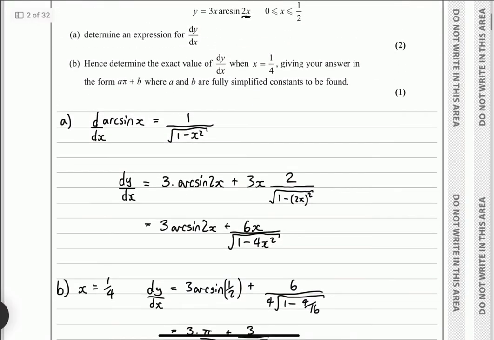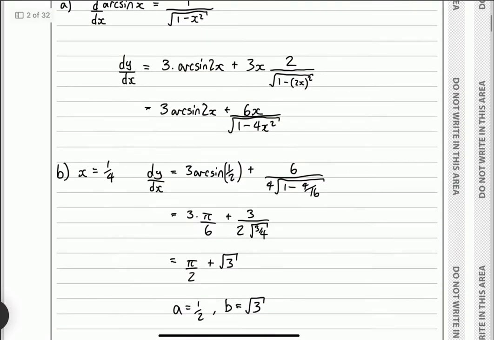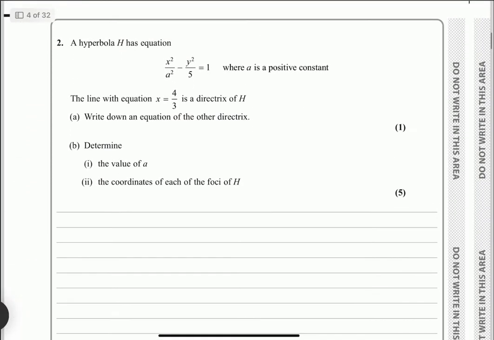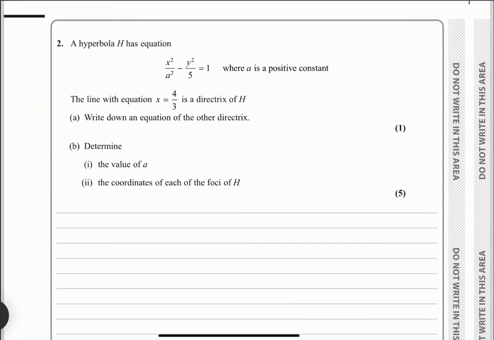That's question 1 finished. On to question 2. A nice straightforward start. Question 2. A hyperbola H has this equation. So straight away we can say b is equal to the root of 5 if we need that, where a is a positive constant. So we know a is greater than 0.